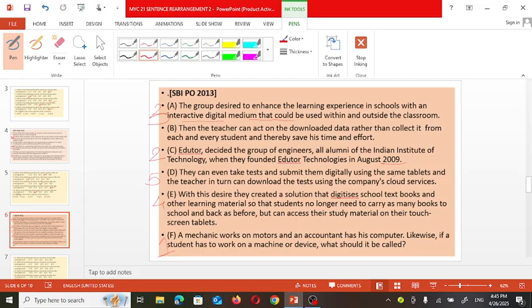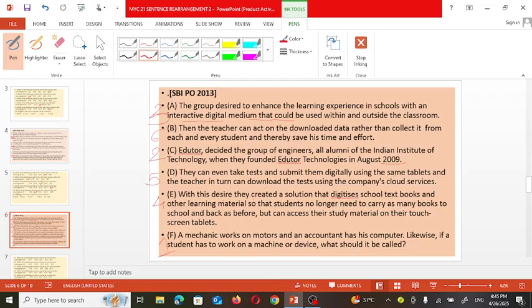And the teacher in turn can download the test using the company's cloud system. And at the end, the sixth statement will be: then the teacher can act on the downloaded data rather than collect it from each and every student, and thereby save his time and efforts. So the online education system is explained through this paragraph.